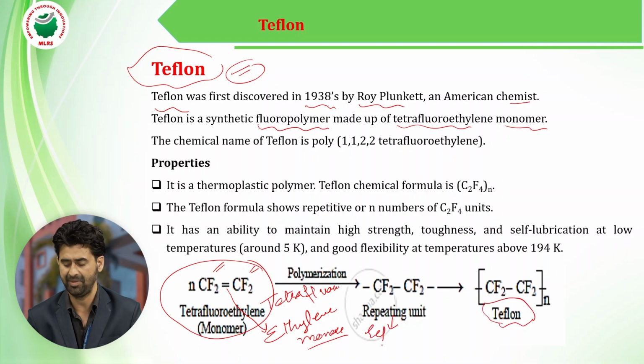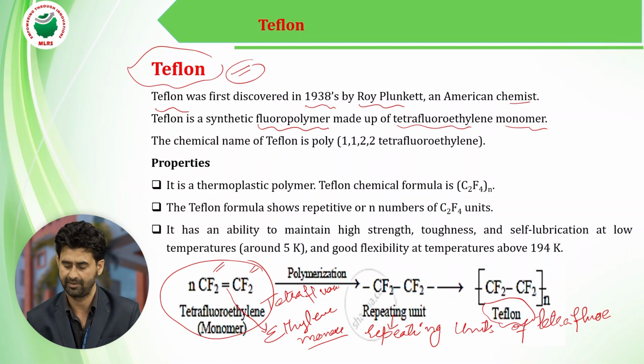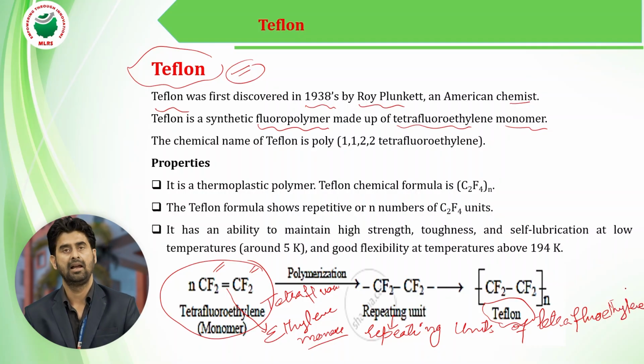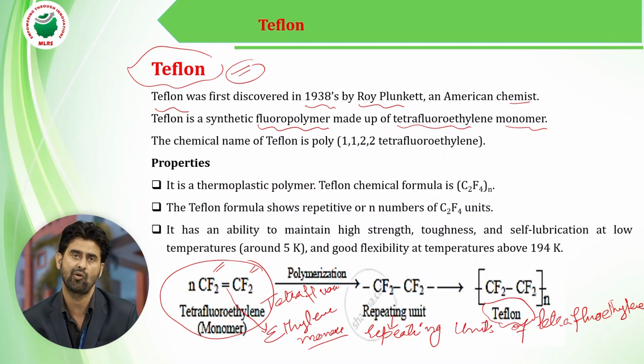By these repeating units of tetrafluoroethylene, these tetrafluoroethylene monomer repeating units combined together by addition polymerization result in the formation of what we call Teflon.